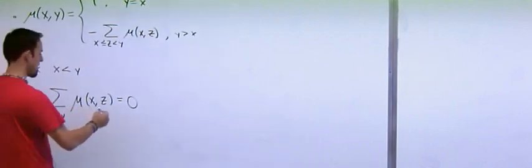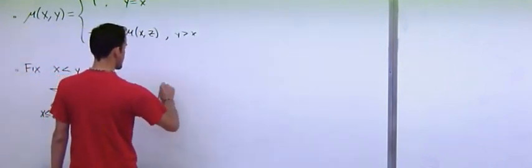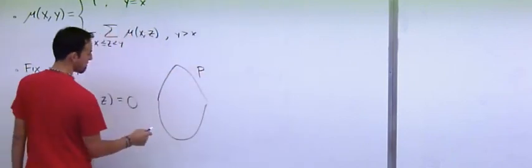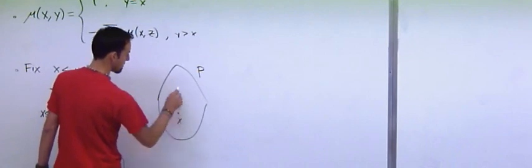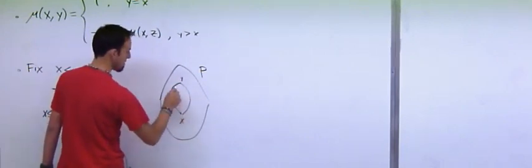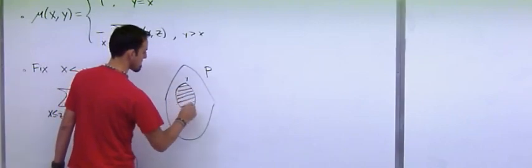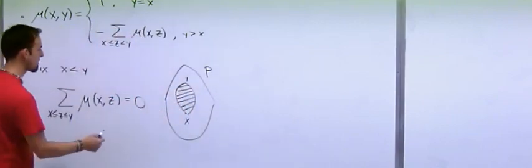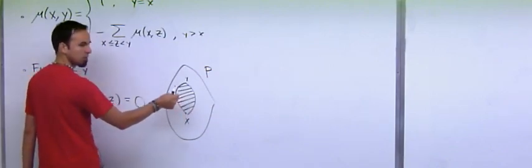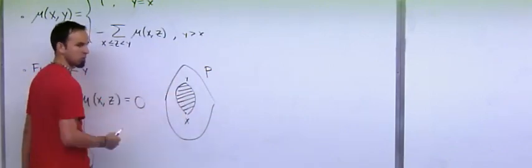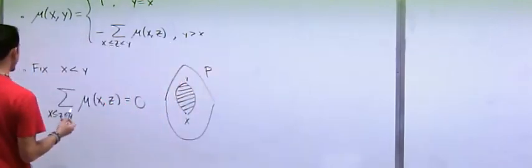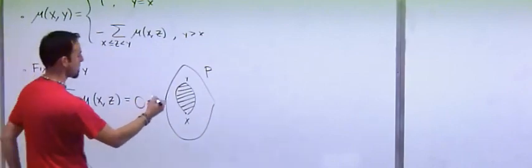And so we said you can think about this in the poset. So if this is my poset P, this is x, this is y, and so the interval is the things here in between. And so we're basically saying that if you add up mu of x comma something for each something in this interval, you get 0. Okay, so this was the definition of the Mobius function.